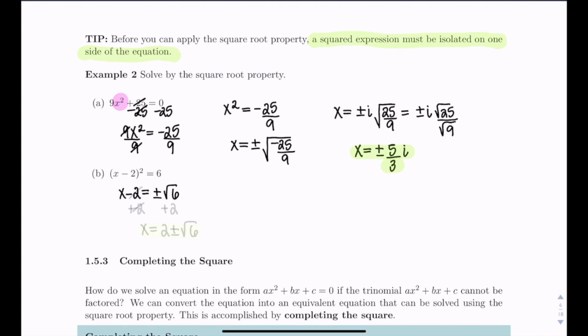Well, solving for x, all we have to do is add 2 to both sides. Now be very careful. We can't add the 2 and 6 together because they're not under square roots. So the square root of 6 is completely by itself, and 2 is not a square root, so we can't combine these. So what we end up with is x equals 2 plus or minus the square root of 6.